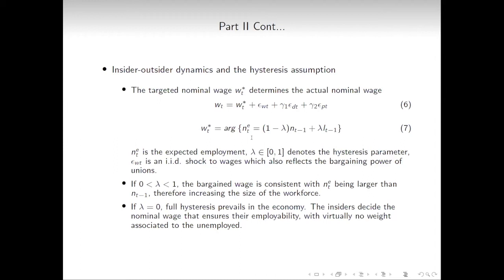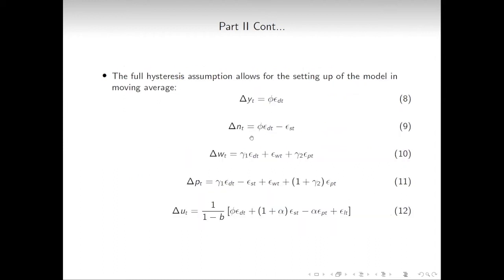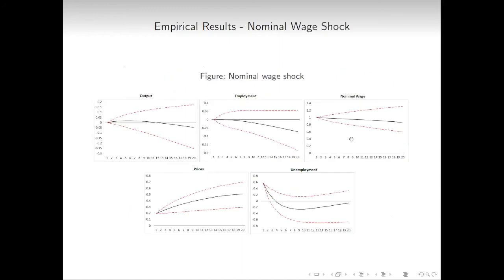Now, to solve this model, what we do is basically assume a full hysteresis because of the evidence that we find in the first part of the paper. And once we do that, we can express the system into moving average as the following set of equations. And we estimate the model using Bayesian VAR techniques. We will only report shocks that are of interest to us, because anything else is in the paper, and it's in line with previous literature.